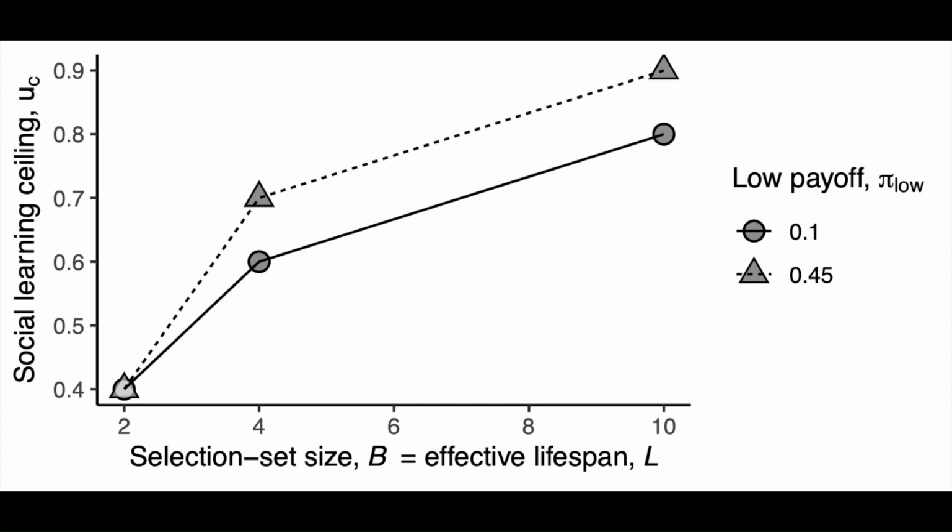To very briefly summarize our analysis, we found that a greater selection set size on the x-axis in this plot increased the maximum environmental variability for which social learning evolved. We call this the social learning ceiling, which is on the y-axis in this plot. Payoff ambiguity affects both information quality and strength of selection, leading to increased social learning ceiling for the parameter settings shown here.